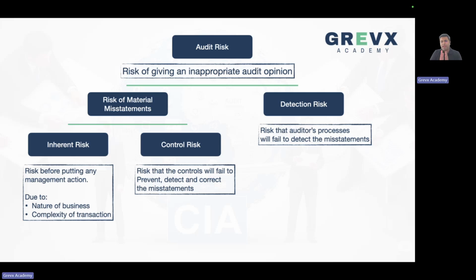Now, if I ask you, out of these terminologies, inherent risk, control risk, and detection risk, which one is under the direct control of the auditor? Which one is under the direct control of the auditor? Inherent risk, control risk, or detection risk? I hope you are getting the correct answer. Detection risk. Detection risk is the risk that is under the direct control of the auditors.